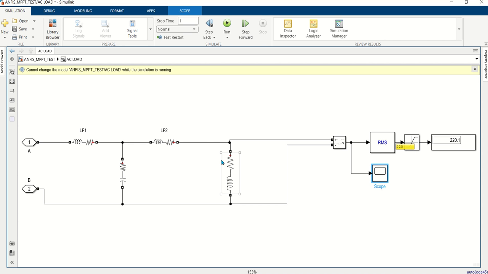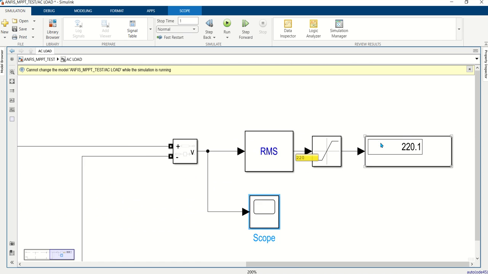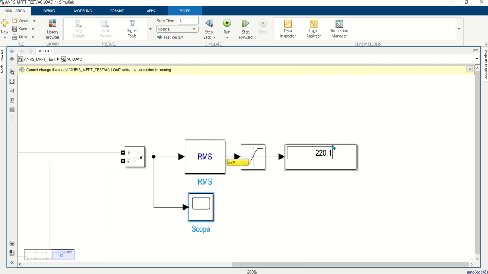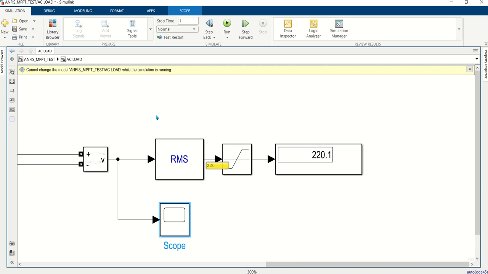Then here is the load, resistive and inductive load. Normally in a home we have two types of load: inductive, which includes fans and water pumps, and resistive loads, which include LED bulbs, heating, etc. Then we use it as an RMS, and that gives us approximately 220, which will not exceed 230.